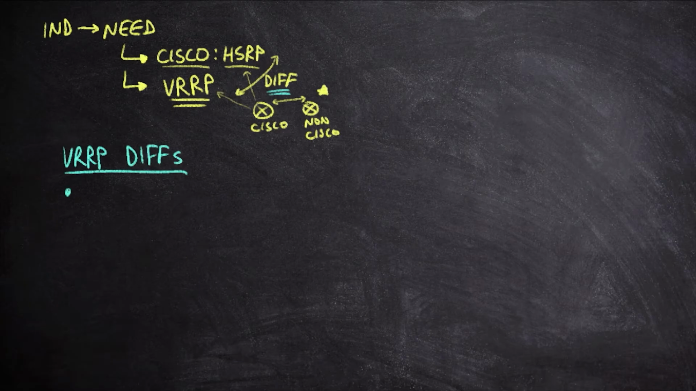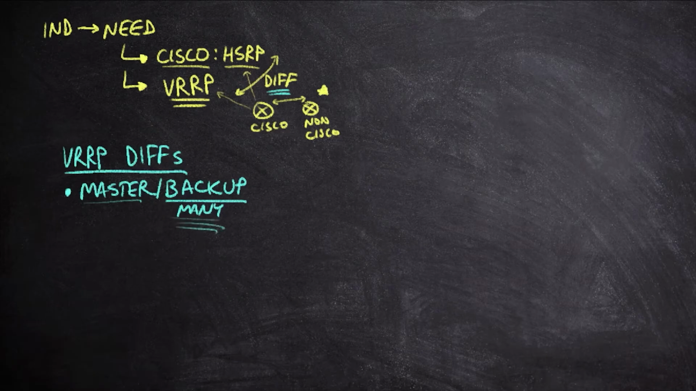So first of all, we do have new terminology. Instead of active and standby, we are going to have master and backup. These are the roles that we use for VRRP. Furthermore, if we have lots of routers in this network, before we had the listen role for HSRP, but here we're just going to have many backup roles. So if I have 4 routers that are all part of this domain, one will be the master, the other 3 will all be backup routers.